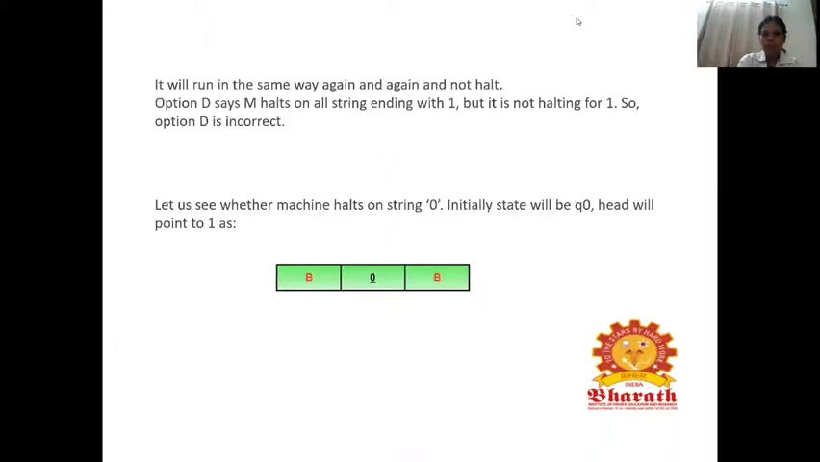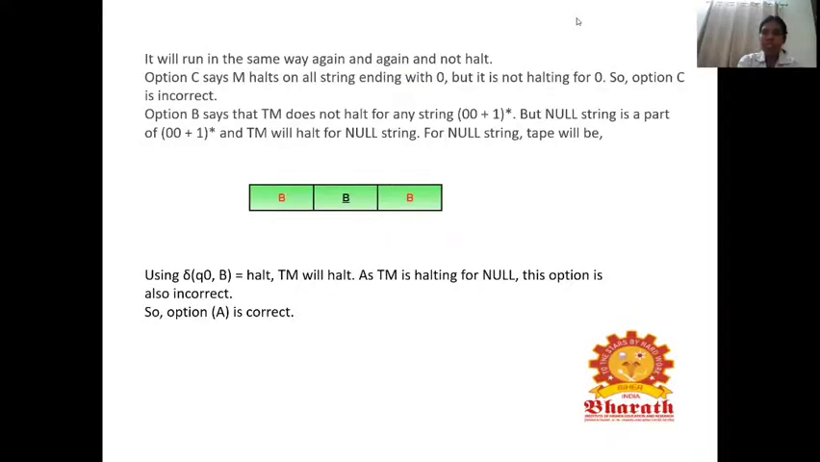Because it's going to be blank, it will obviously halt, whereas the option says it will not halt for the whole set of strings. So option B is also not correct. From this we say option A is the correct one. Using delta Q0 comma B equals halt, the Turing machine will halt. As the Turing machine is halting for null, the other option is also incorrect. So option A is the correct one.